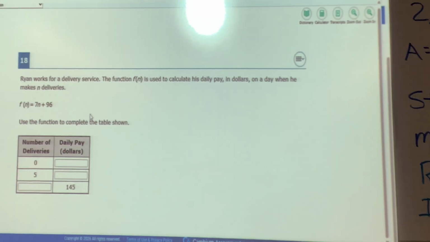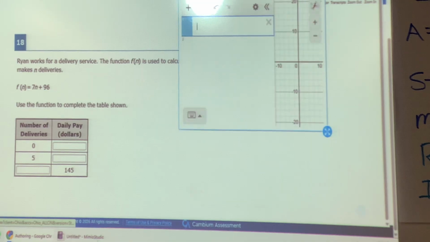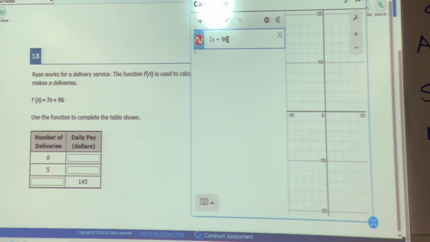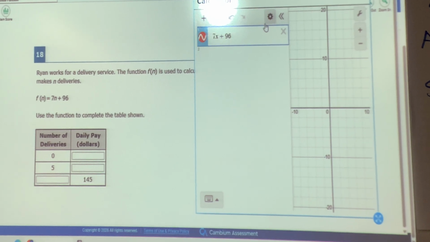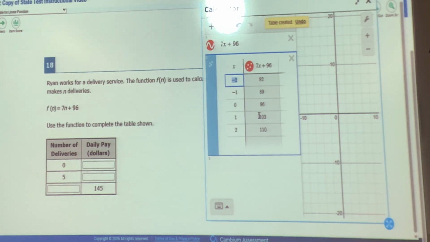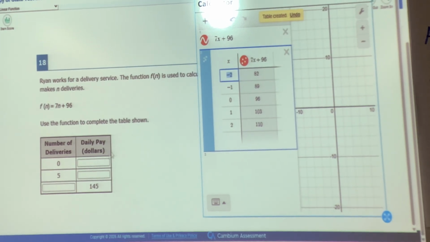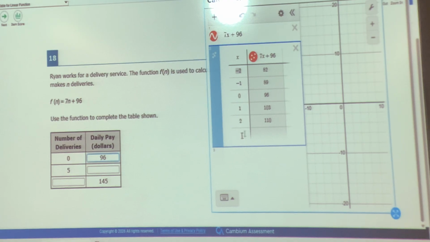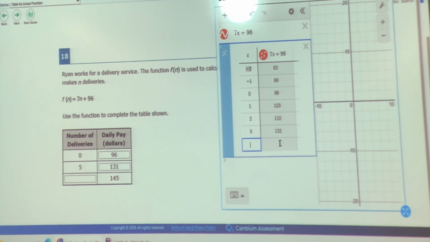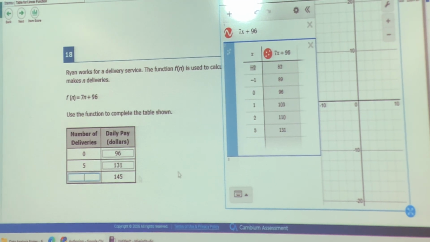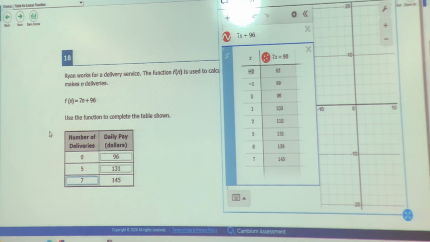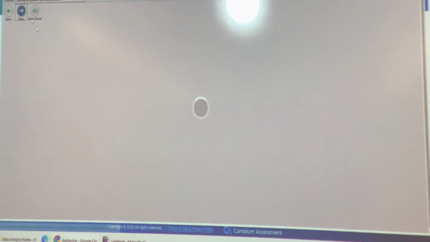For this one here, number 18, we're just going to put the equation into Desmos. Hit the little setting sign. Nope, we're going to hit the settings. Hit the table. And then we can look at the numbers. What's with 0? 0 is with 96. And then if we want 5, we're going to put a 5 there. That's with 131. And then here we can just do a little trial and error. We can put the number 6, see what happens. Oh, it's not high enough, so then we try 7, 145. Go to the next problem.